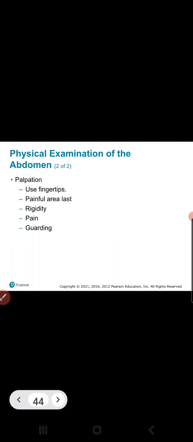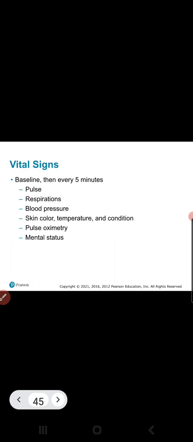You're going to do palpation. You're going to use your fingertips. Your painful area is last. You want to check for rigidity, pain, and guarding. So are they not wanting you to touch their left lower quadrant? You note all those things. And we need to look at it. We can't not look at it. We can't not touch it. We need to know what we have there.